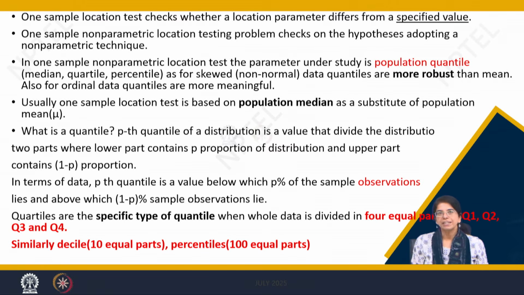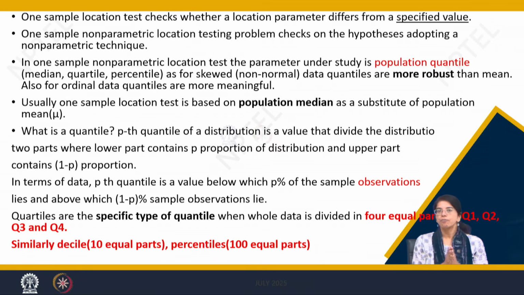Clear? In the one sample non-parametric location test, the parameter under study is the population quantile. One particular case, as I have told you earlier, is the median. Similarly, one can think of any quantile, any quartile, any percentile, decile. We will see what those terms mean. For skewed non-normal data, quantiles are more robust than the mean. Also for ordinal data, quantiles are more meaningful.